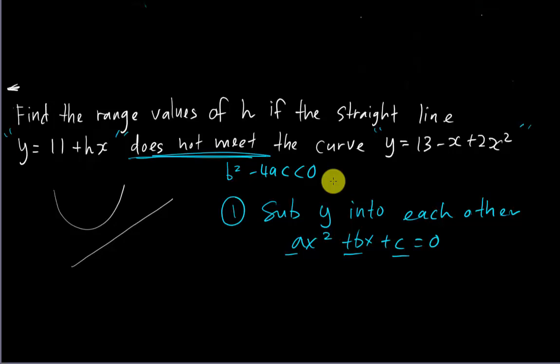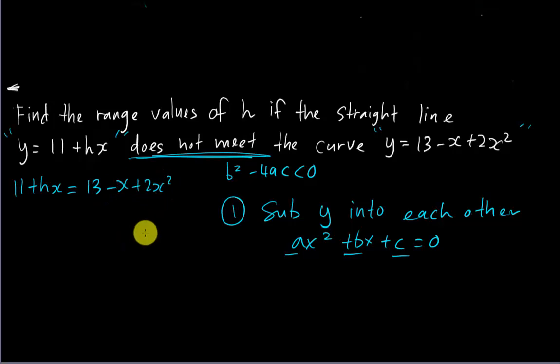So what I will do over here is, for example, substitute the y into the y here. That means 11 plus hx equals 13 minus x plus 2x squared. Then I will rearrange the equation. I will move everything over to the other side: 2x squared, minus x, minus hx, plus 13 minus 11 plus 2 equals 0.